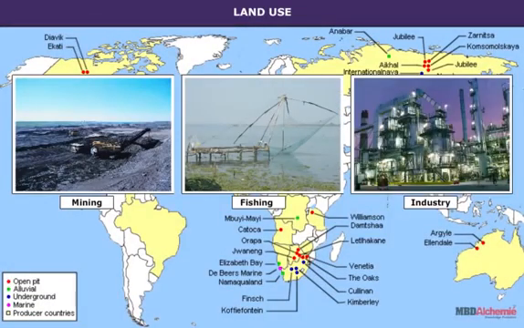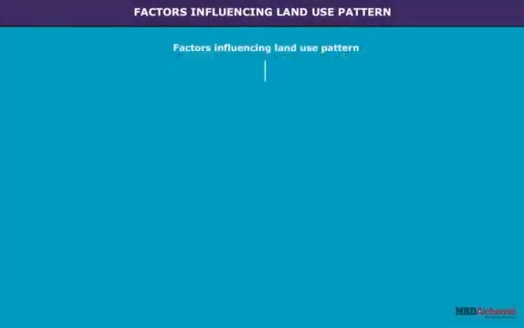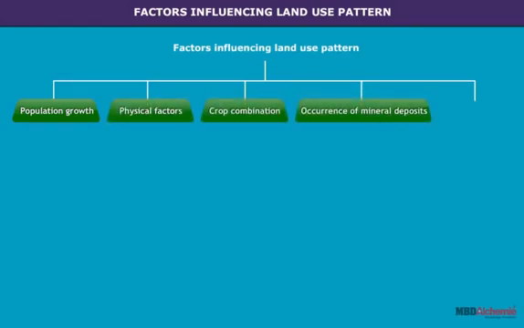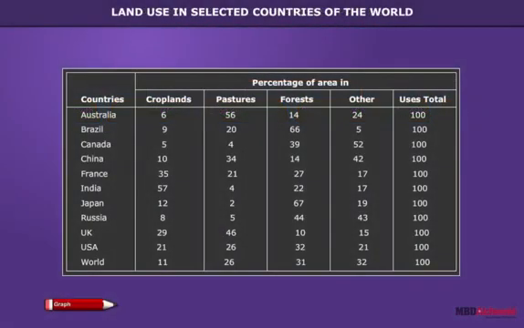Major land use patterns of the world are forests, arable land, pasture land or grasslands, savanna, mining, fishing, and industrial centers. Factors influencing land use patterns: population growth, physical factors, crop combination, occurrence of mineral deposits, technology. Land use in selected countries of the world.